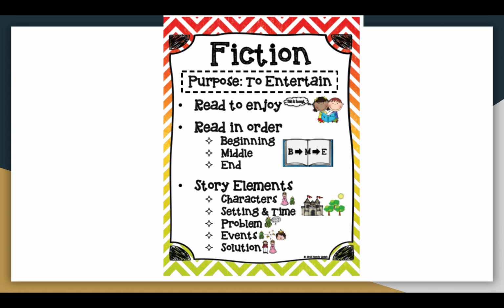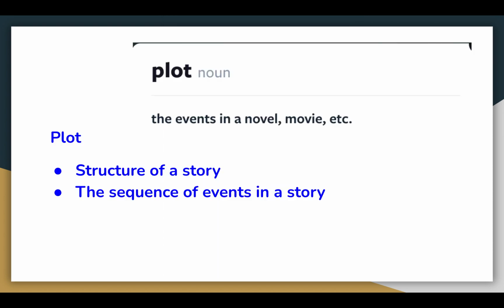The setting is the location, the where and when. The problem is a conflict that the main protagonist character is facing. Then you have your events in order, and then the solution, how the problem is fixed. Don't forget, plot means the events in a novel or a movie. You guys watch lots of movies and read lots of books. Plot is the structure of a story, the sequence of events in a story.